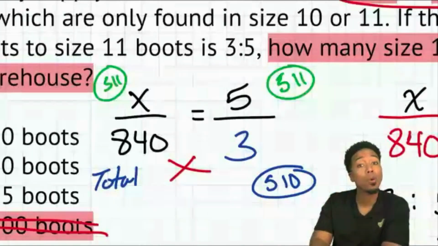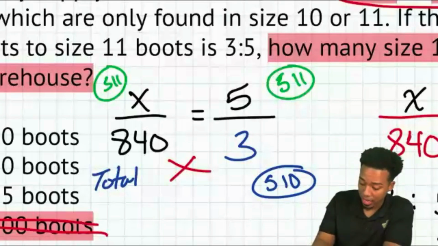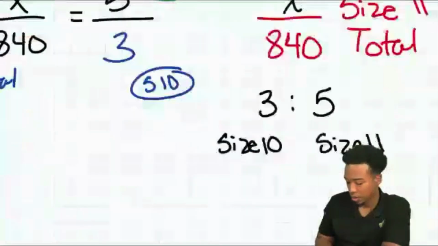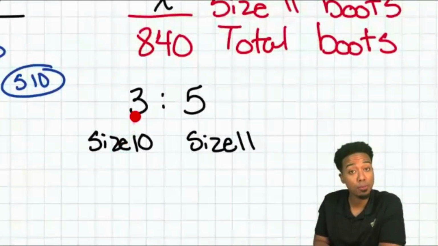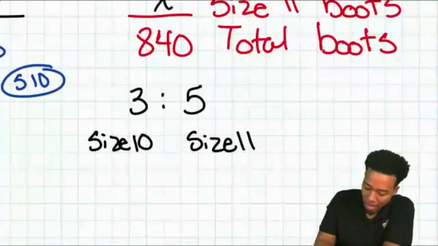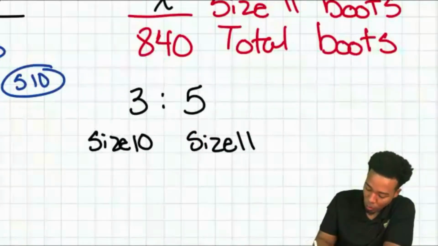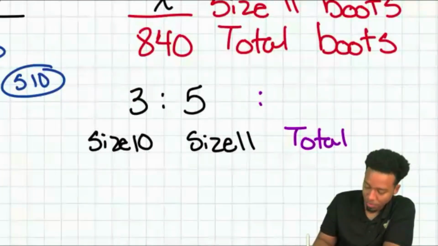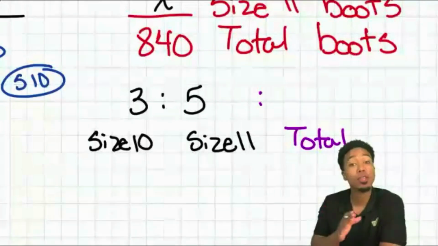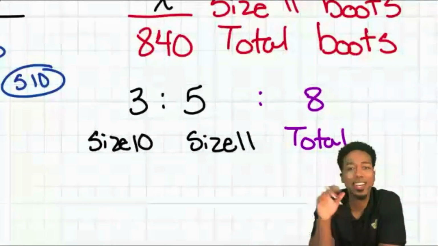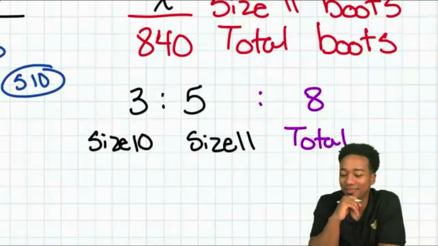The right way to go about it is to ask, hey, if we have total on the bottom, how do we get total with the ratio? You look over here. If it's 3 parts size 10 to 5 parts size 11, how many total parts do we have? Yeah, and that's just going to be 3 plus 5, and that's going to be 8 total.